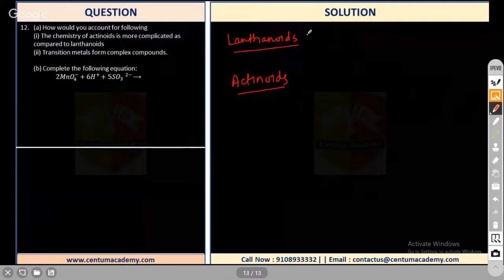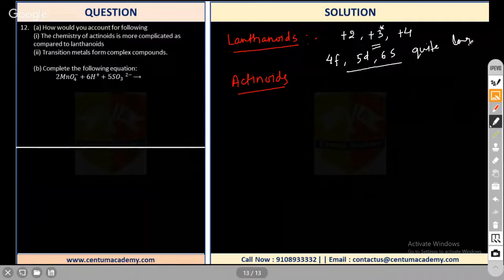See what happens in lanthanides, the elements of lanthanides exist mainly in three types of oxidation state, which is +2, +3, and +4. This one is the most common, +3. Most of the elements will be in +3 oxidation state in their compounds. And why this? Because the energy difference among the 4f, 5d, and 6s orbitals is quite large. That's why only three oxidation states are mainly possible.